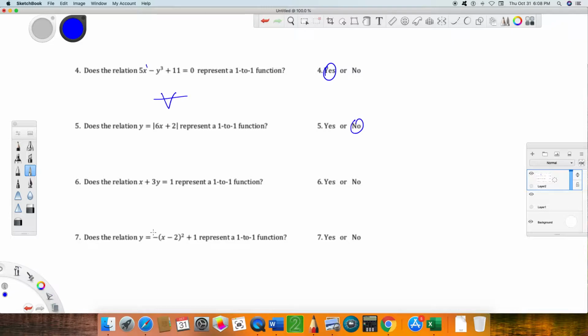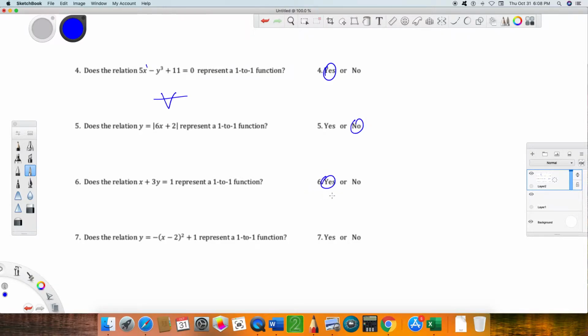Now, if I had a horizontal line, yes, that's a function, but it fails the horizontal line test, and it would not be a one-to-one function. But this is going to have some non-zero slope. This is definitely a one-to-one function.